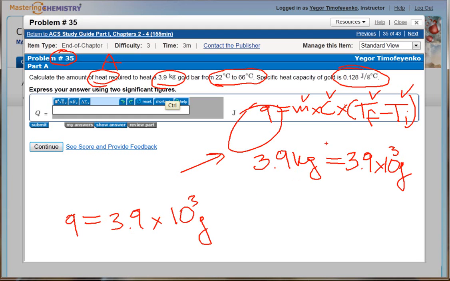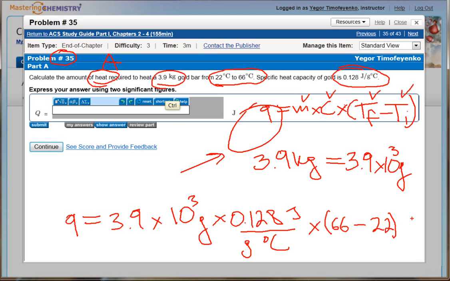How do I know I need to convert from kilograms to grams? Well, it's because our heat capacity is in grams, not kilograms. We have to match the units. So now we're going to multiply it by 0.128 joules over grams times Celsius, times final temperature 66 minus 22 degrees Celsius, equals whatever that equals.